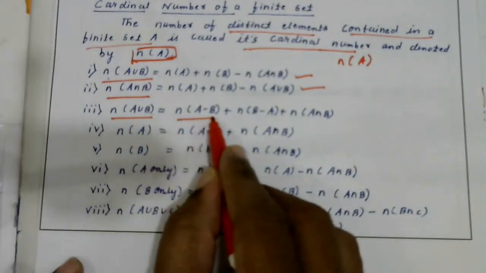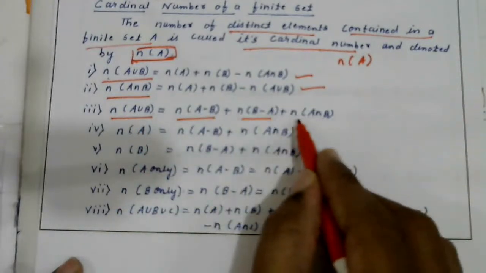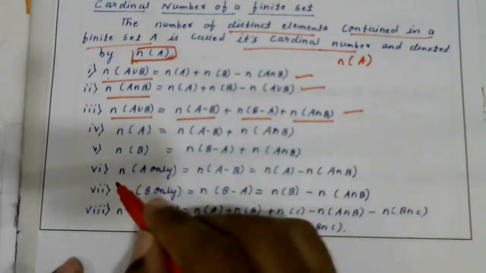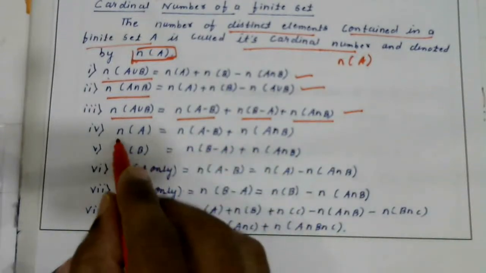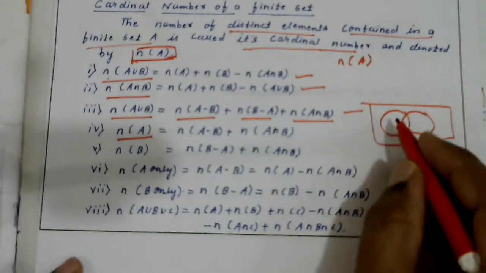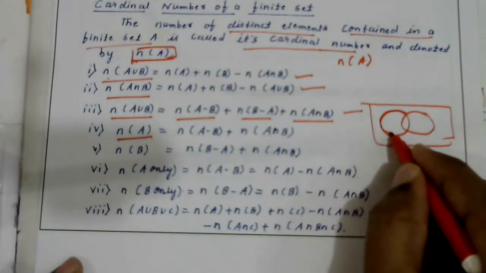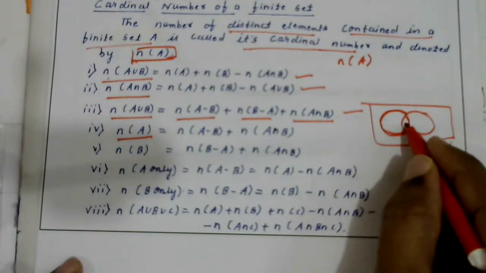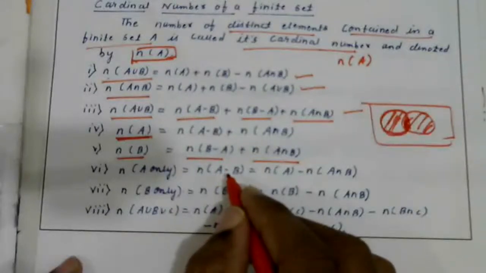And n of A union B, I can also write as n of A minus B plus n of B minus A plus n of A intersection B, right? And n of A, from the Venn diagram, right? So what is n of A? n of A means A minus B plus A intersection B.